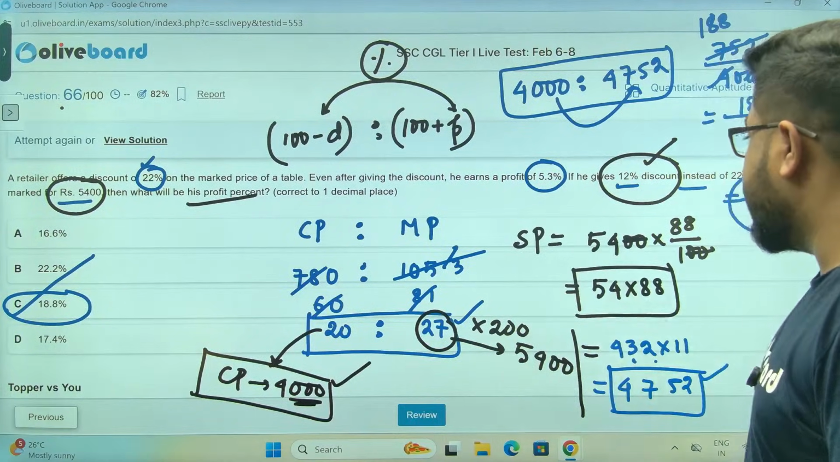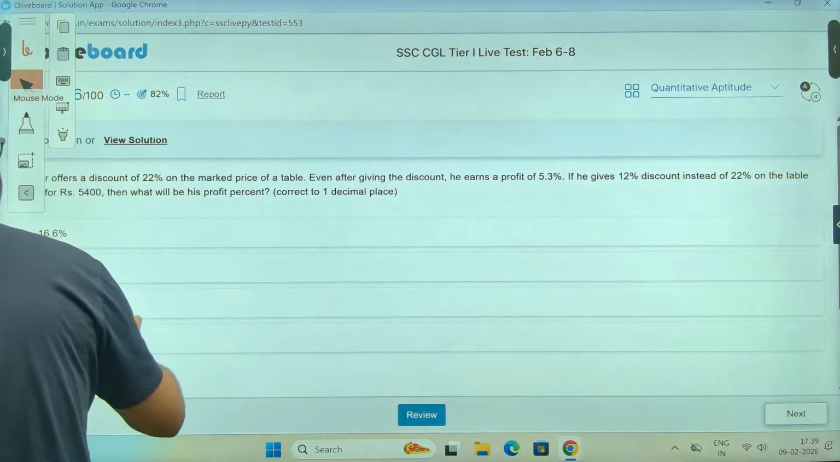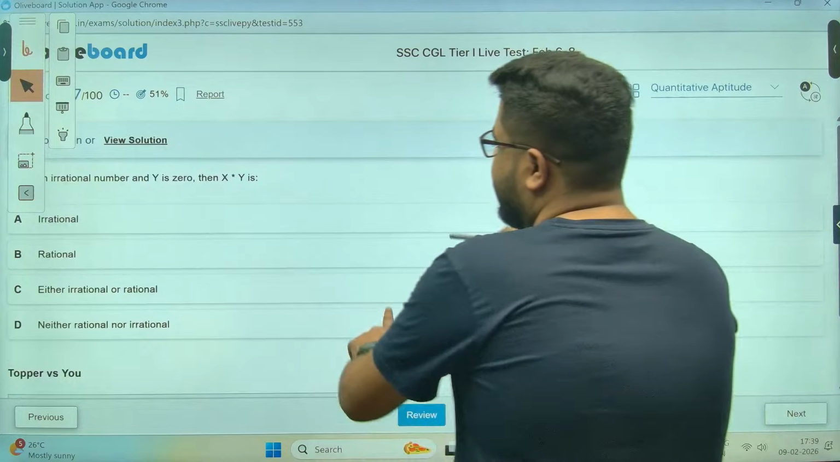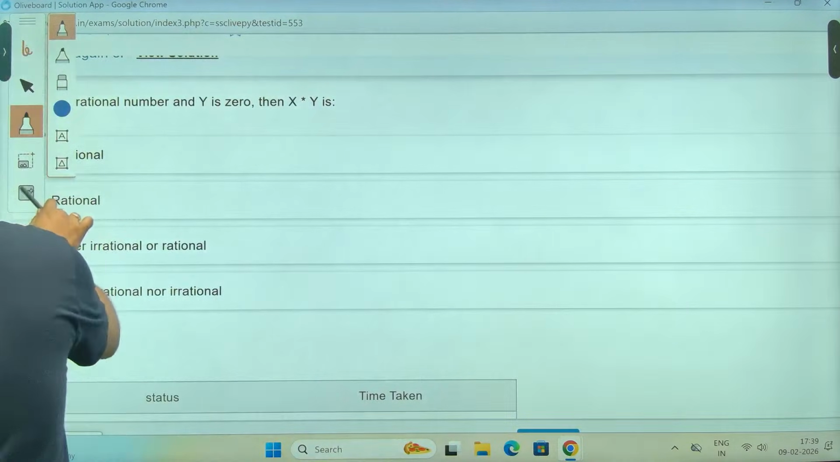Again, a little calculative, but couple of questions you should expect will be on the calculative side. Don't expect every question will be given normal. You see, without calculation, a question has come.